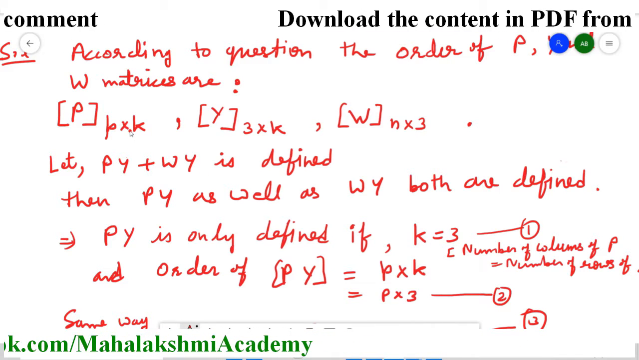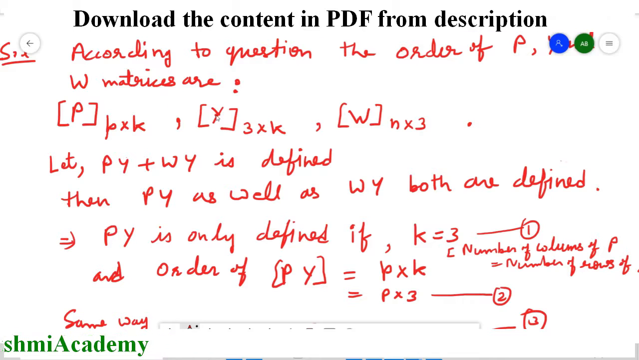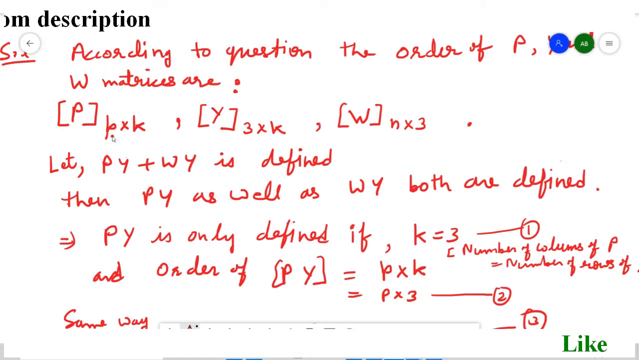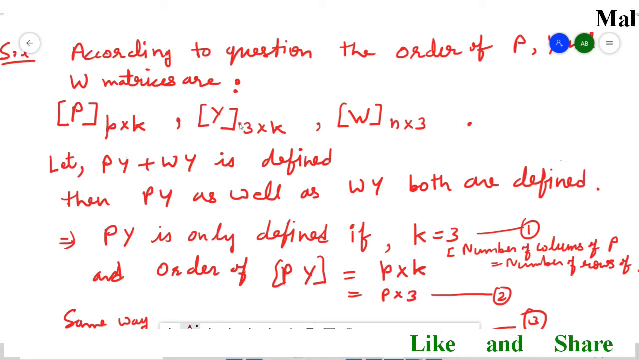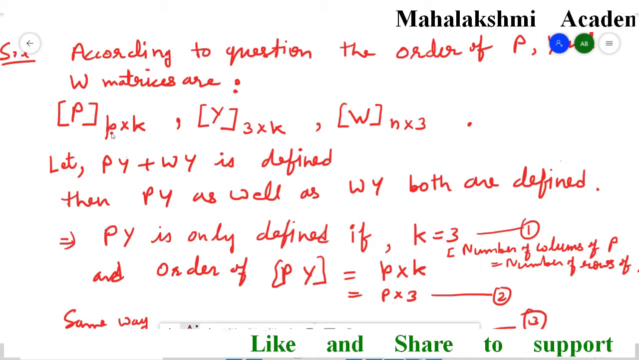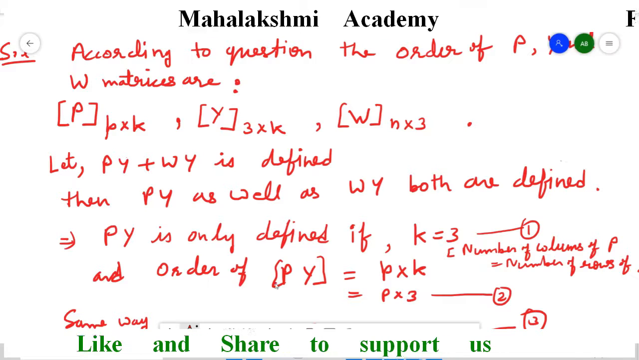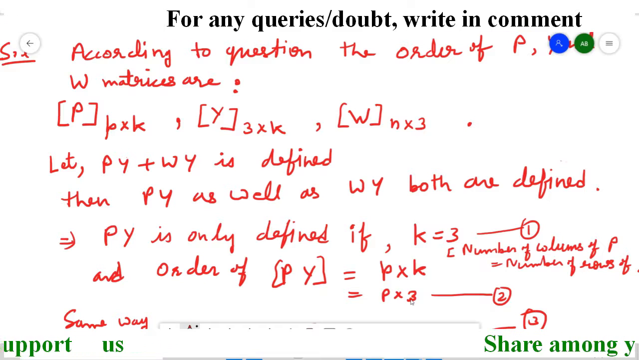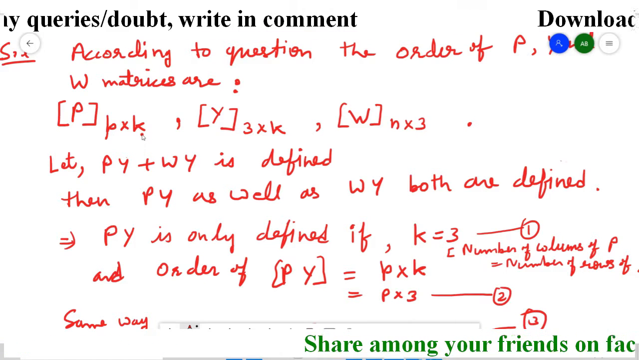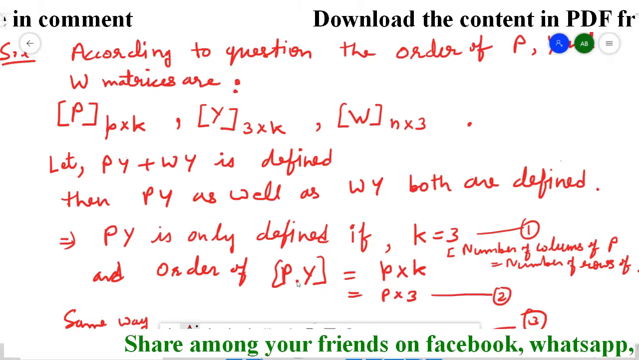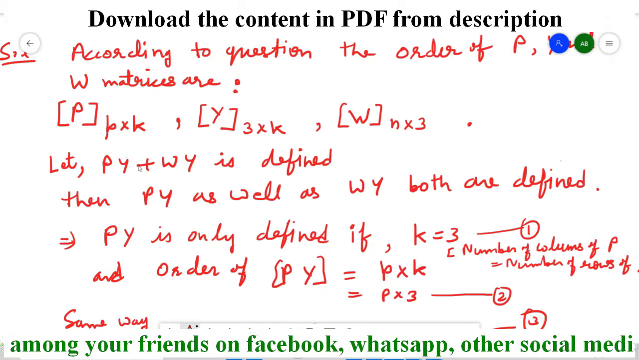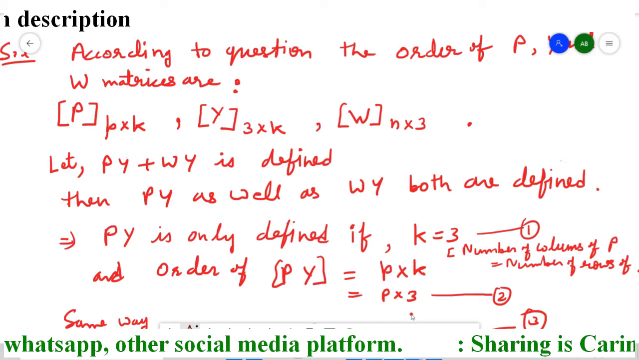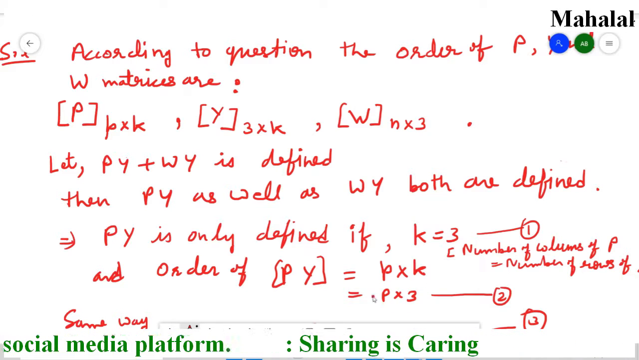Now if we want to know the order of PY: from the first matrix P we take the first term of the order, that is P, and from the second matrix the last term, that is K. So the order of the PY matrix is going to be P by K. Now what is K? It is 3, so instead of K just replace it with 3. I hope you know how to find the order of the resultant matrix when we multiply two different matrices: the first number from the first matrix and the last number from the second. So I hope it's clear.